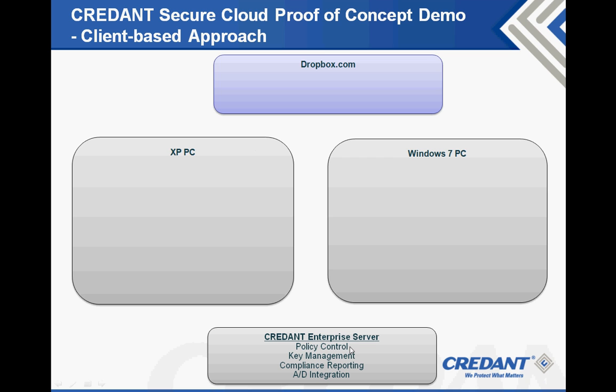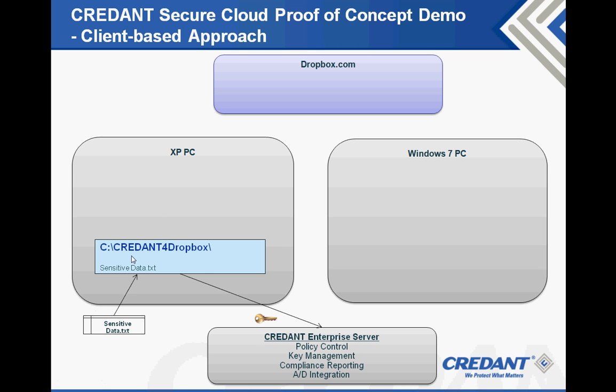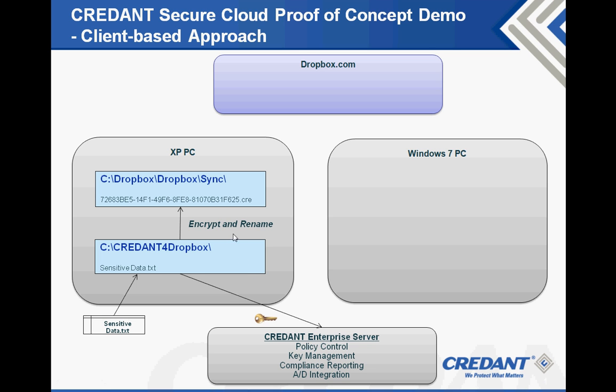The data is going to be encrypted with keys provisioned by the CREDANT Enterprise server, which provides policy control, key management, compliance reporting for this activity, as well as AD integration. So what we're going to show you is a client that's installed on our XP PC here, and it's going to be monitoring this CREDANT for Dropbox folder. So as sensitive data is dropped into that folder, the client's going to ask the server for a key associated with either this machine or this user, and use that key to encrypt the data.